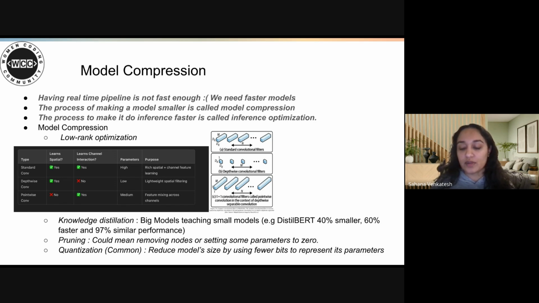Pruning, we might have heard of it in the decision trees world, where it's basically removing some parts. It's a very similar concept here too. It means removing some nodes in the model, or it could also mean setting some of the parameters to 0, thereby making the model sparse and helping in compression in the later stages. Finally, there's a fourth and important method that was discussed under model compression, quantization.